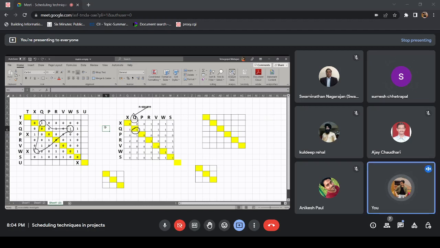So what we are doing is that we will find out that Q and S are in a loop, somewhere ahead, not right now.